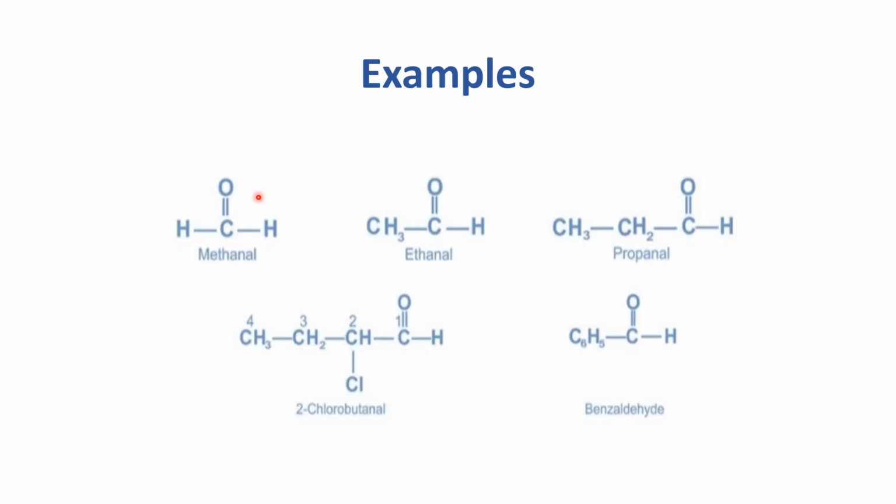Here we have some examples like if we have one carbon atom, it would be methanal. For 2, it would be ethanal. For 3, it would be propanal. यहाँ पे हमारे पास एक substituent भी मौजूद है, it is chlorine. So it would be 2-chlorobutanal.